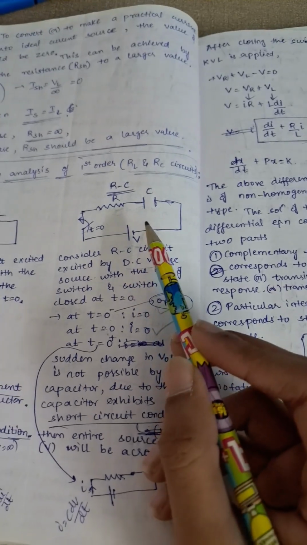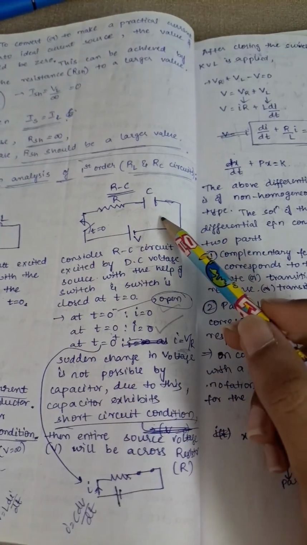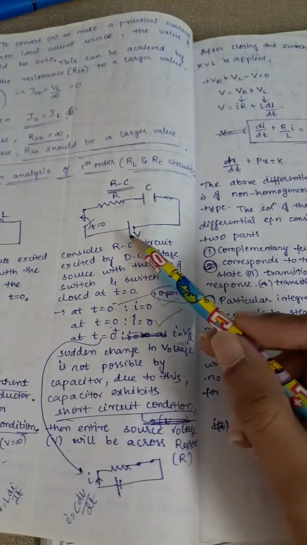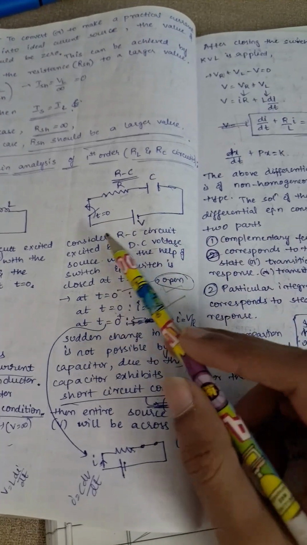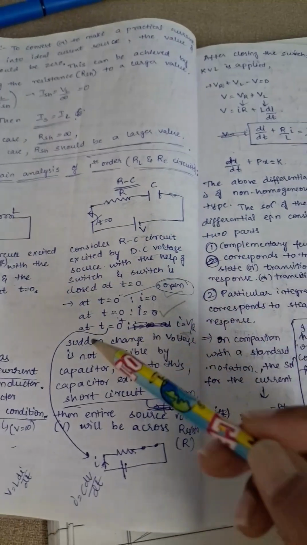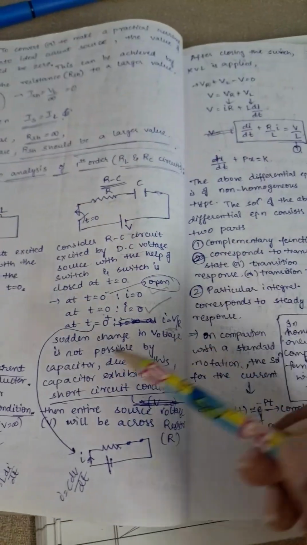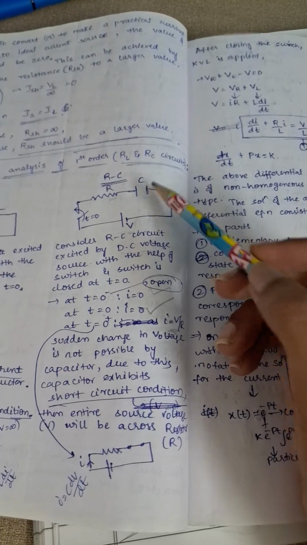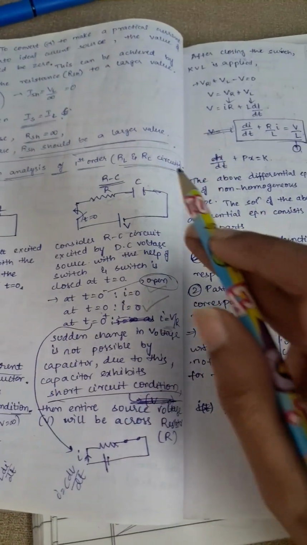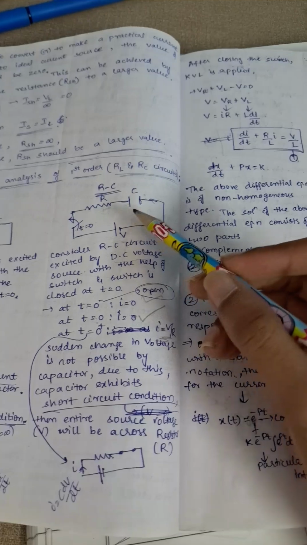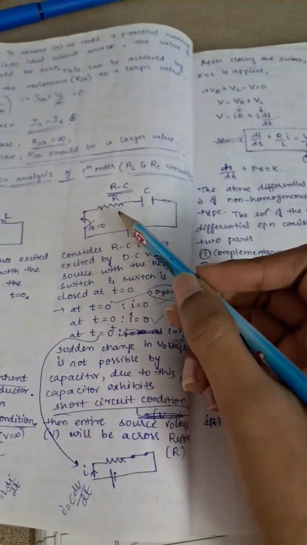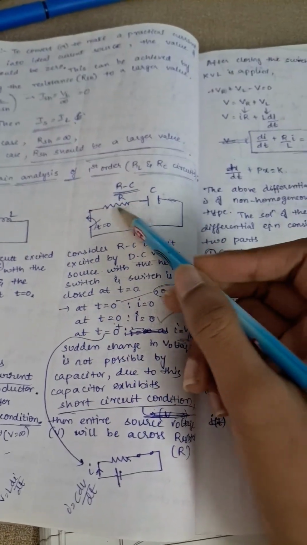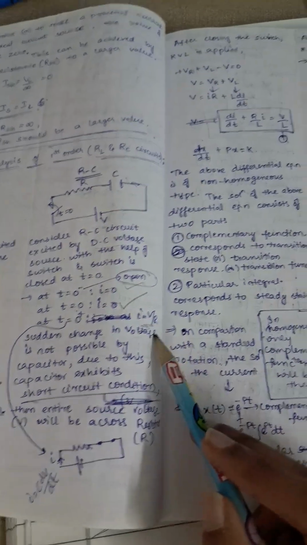For RC, a DC voltage will be there, which means a constant voltage. At t equal to 0 minus, as the switch is closed, the current will be 0. At t equal to 0 plus, the capacitor doesn't accept a sudden change in voltage, because if you suddenly switch on, a sudden change in voltage would take place. The capacitor doesn't accept that sudden change. So the complete current will be in R only, the resistor. So I is equal to V by R.